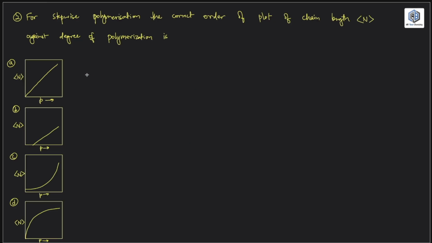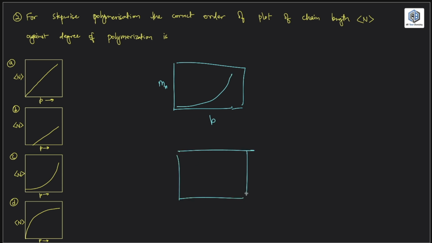Okay, the next question says the stepwise polymerization, correct order of plot of chain length, that is average of n, against degree of polymerization. So remember, there are 2 graphs related to degree of polymerization. One graph is for the weight average or the number average molecular mass and the degree of polymerization. This curve looks like this, whereas the curve where we see the chain length or the average number of monomeric units against the degree of polymerization is given like this. It starts from a certain non-zero value. So the correct option is option number B.